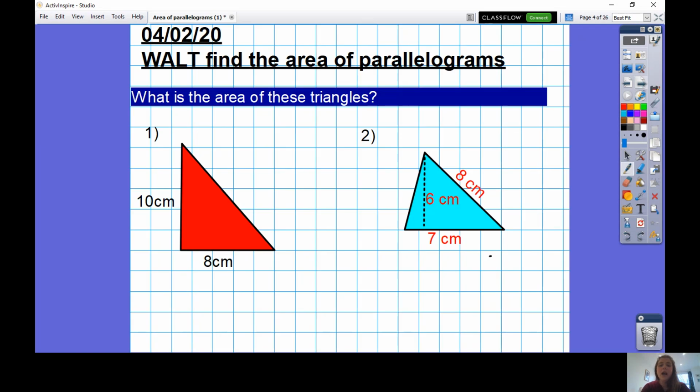1675. Okay, please can you write the date and WALT on your piece of paper and have a go at finding the area of these triangles. Just to recap what we did yesterday. Remember, the area of a triangle is the base times the perpendicular height, and then you get that and you divide it by 2. So step 1, base times height. Step 2, divide by 2. Off you go, have a go at this do now.